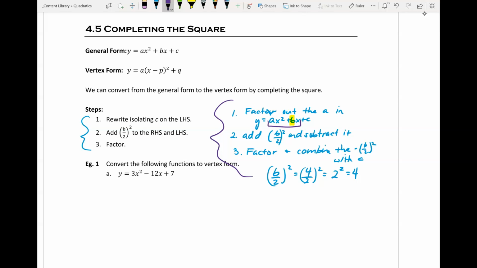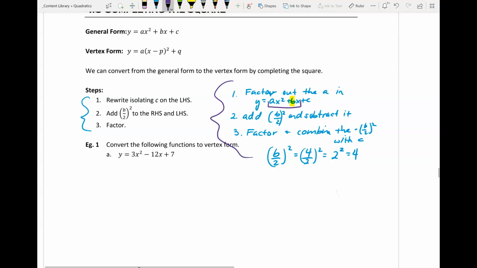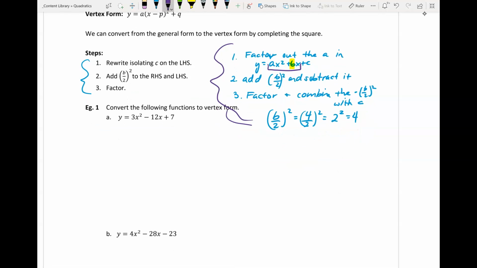Then you're going to refactor it and combine that negative b over 2 all squared with the c value. For example, if your b was 4, then you'll do 4 divided by 2, which is 2, square it, which is 4. So you're going to add 4 and subtract 4 in step 2 if your b was 4. Now let's do an actual example. I think that would make more sense to you after we do a numerical one.